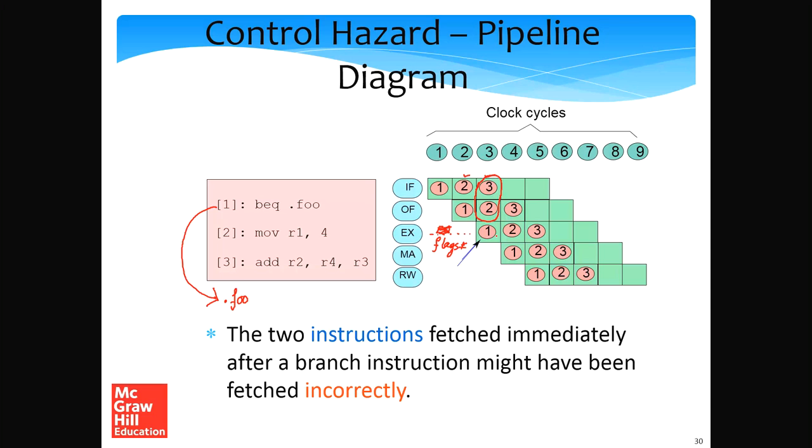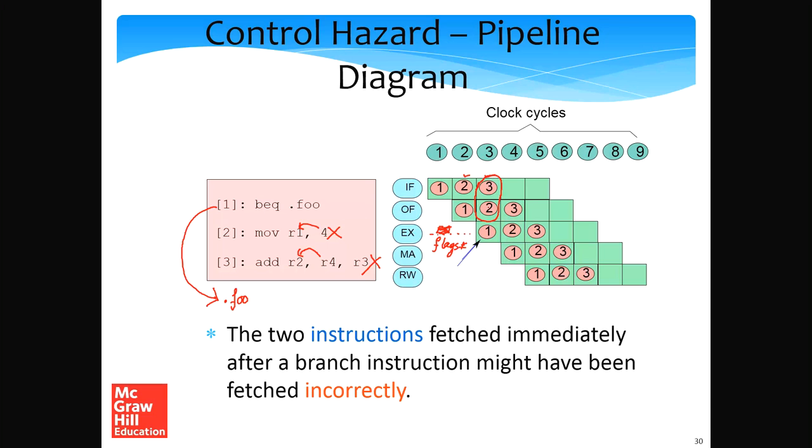If we do not do anything, then instructions 2 and 3 will simply continue down the pipeline and they will execute. They will write 4 to R1 and then they will add R3 and R4 and write to R2. And clearly, these two instructions should not be executing. If they execute, the execution will be incorrect. So this problem is a control hazard in the sense that there is a possibility of erroneous execution. The possibility arises because the two instructions fetched immediately after a branch instruction might have been fetched incorrectly and are definitely fetched incorrectly if the branch is a taken branch.